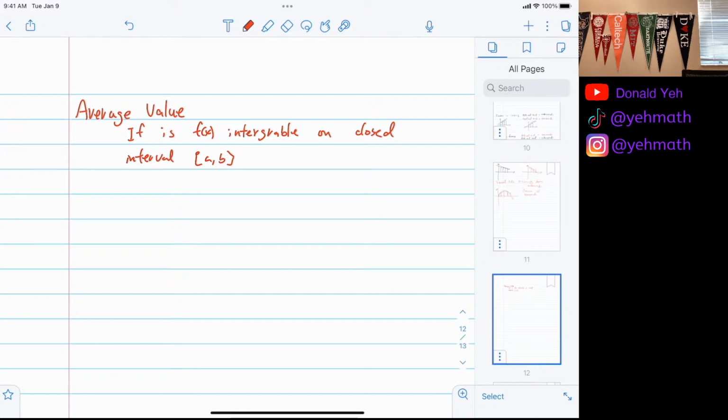There's no E. Oh, it's with no R? Just for the right. So you want to call it integrable? Integrable. There you go.